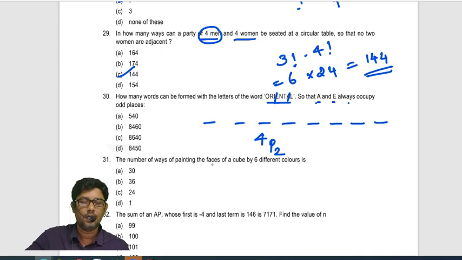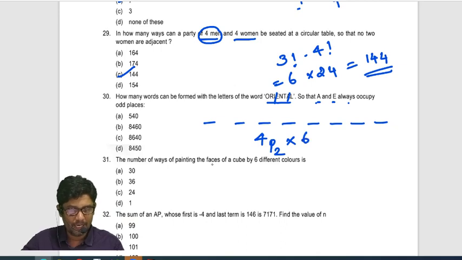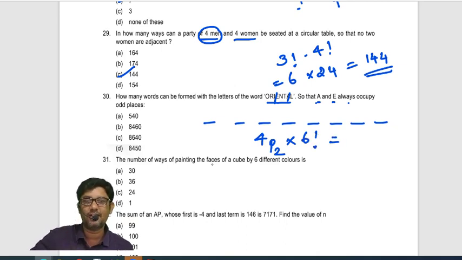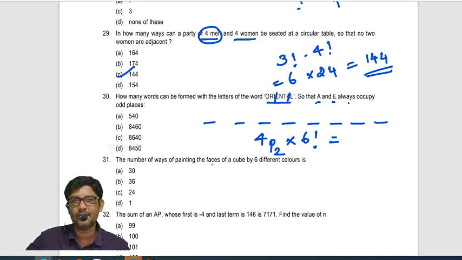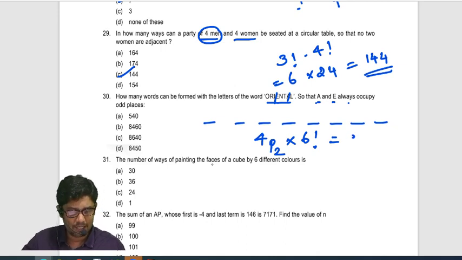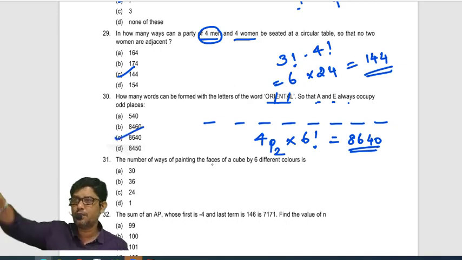4P2. Okay. And do we have any constraint for the remaining 6 letters? No. So that can be arranged in 6 factorial ways. Now can you please multiply and tell me 12 into 720? 12 into 720, 7200 plus 4320. 8640. 8640.